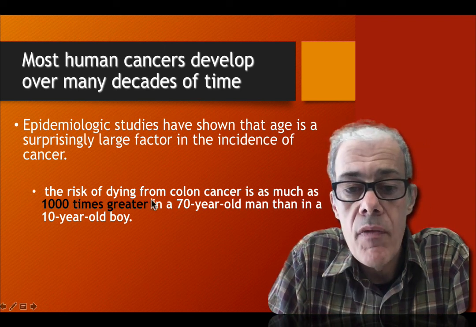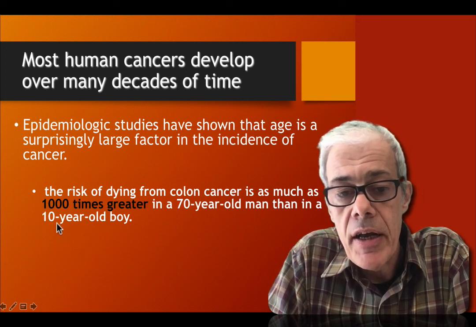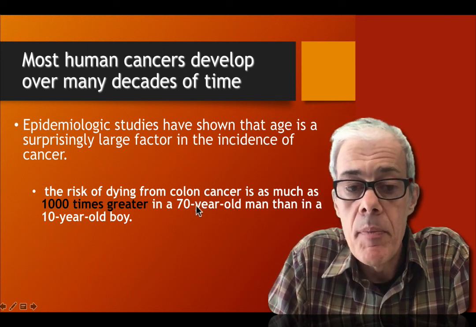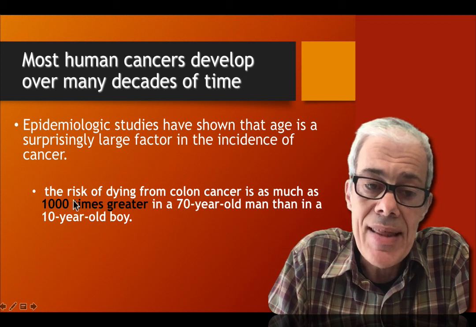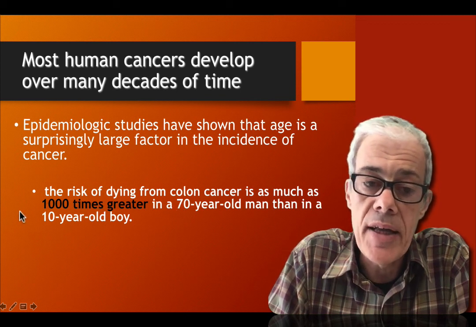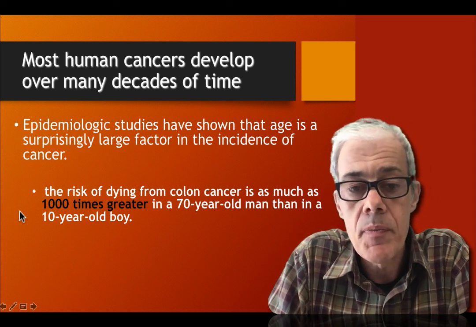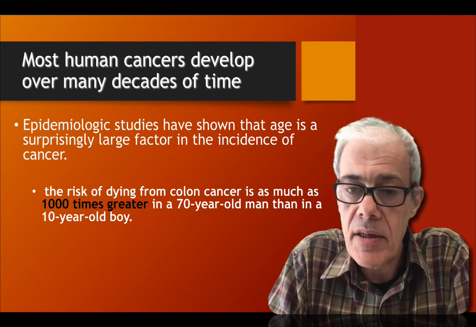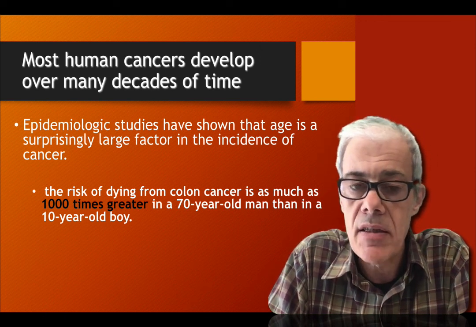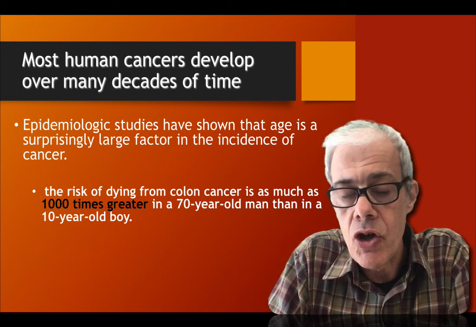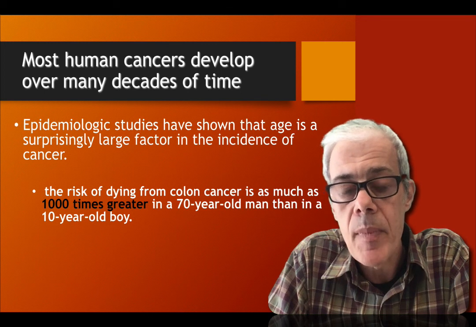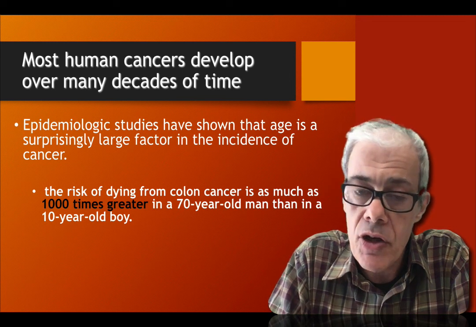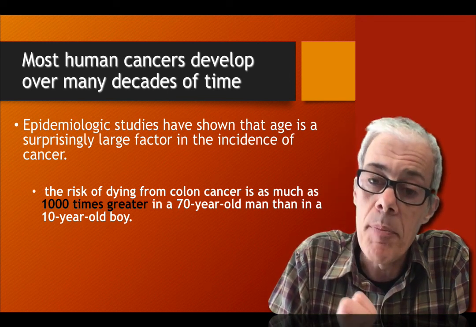Okay, the risk of a 10-year-old boy dying of colon cancer compared to that of a 70-year-old person: the 70-year-old is 1,000 times more likely to die of colon cancer than a young 10-year-old boy. So there's clear evidence that age is an important factor in the development of cancer, and hence the notion that it's an accumulation of events over a period of time. And we have some strong evidence in later slides that clearly show that it's an accumulation of mutations in a population of cells.